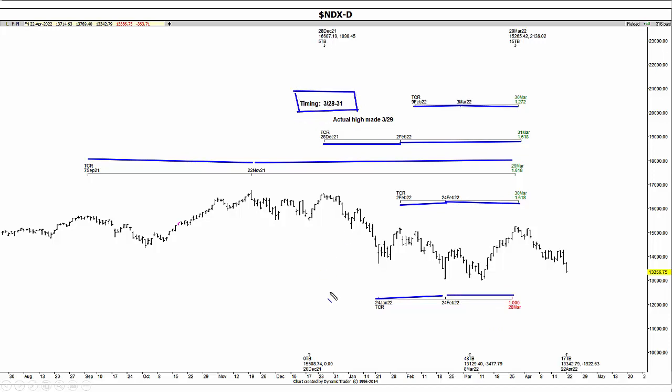Now the way that you look at timing when you do these outright cycles is whatever the market's doing into the time window, you look for a reversal of it. So if we're trading straight up into these timing factors, you anticipate a possible reversal back down. So we ended up trading straight up into it. We made the actual high on the 29th, which was directly within that window. And this is the decline that followed. Okay, so timing is definitely worth knowing about.